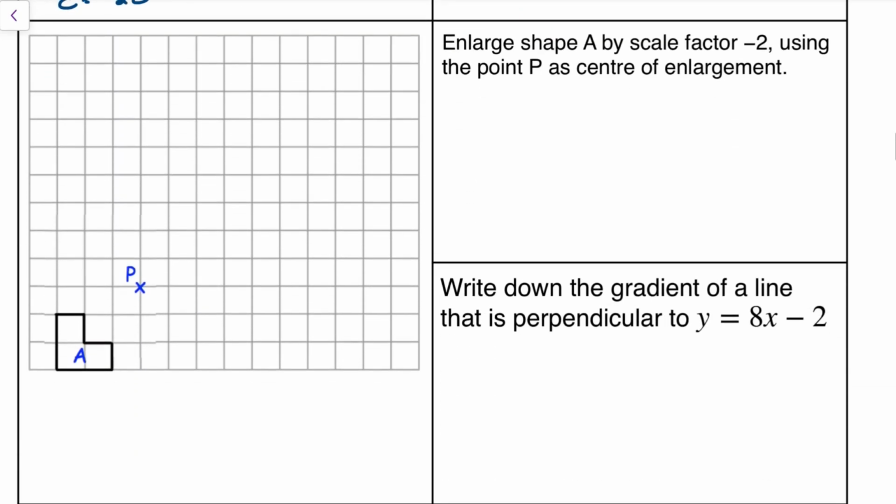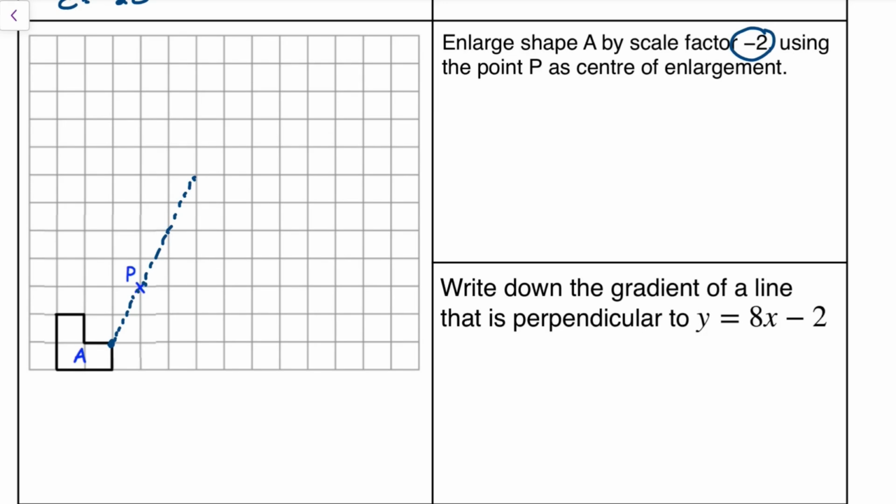Next question. Enlarge shape A by scale factor minus 2. So it's going to turn it upside down or change the orientation. And it's also going to do the other side of my centre of enlargement. So the way I'm going to approach this is I'm going to start with this point here and I'm going to go up to P. Then I'm going to do that twice the other side. So 1, 2. So what I'm doing is I'm reflecting, or I'm doubling my vector, if you like, on the other side.